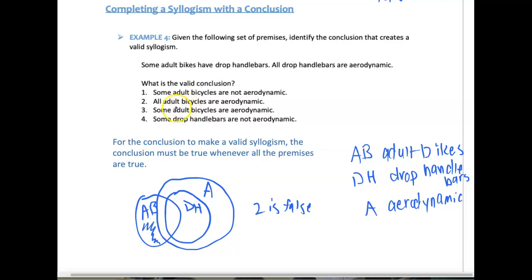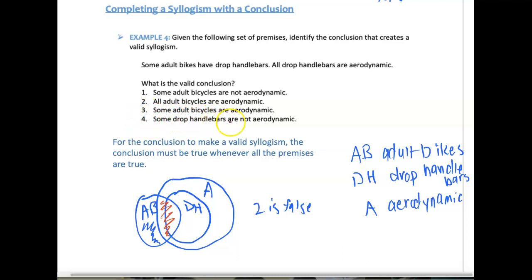Well, let's investigate them all while we're at it. So let's investigate conclusion 1. Some adult bicycles are not aerodynamic. That is true. That's these over here, the adult bicycles that are not aerodynamic. So 1 stays for now. 1 could be the valid conclusion. Same with number 3. Some adult bicycles are aerodynamic. Well, that's these guys over here. Let me shade them in a different color. These are the adult bicycles that are aerodynamic. So 3 stays for now. 3 is still a true conclusion.